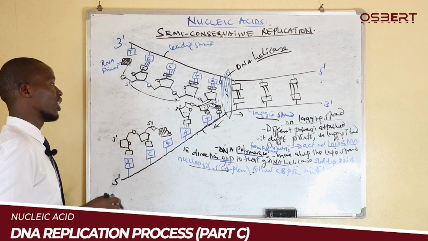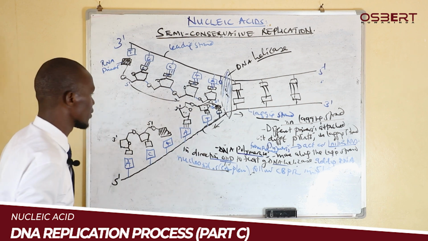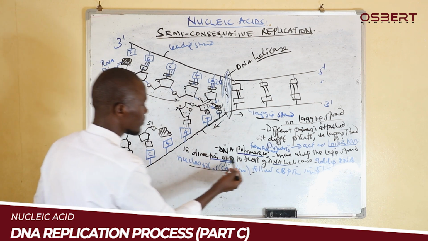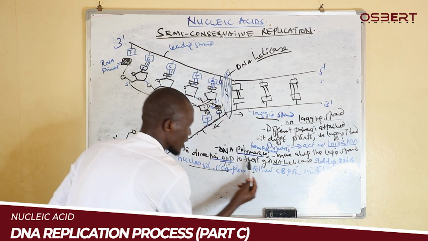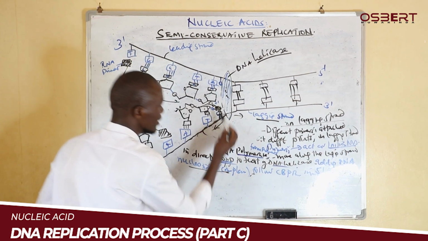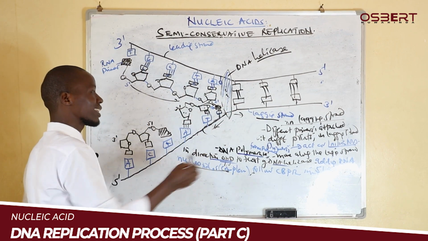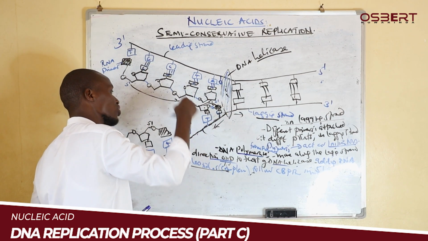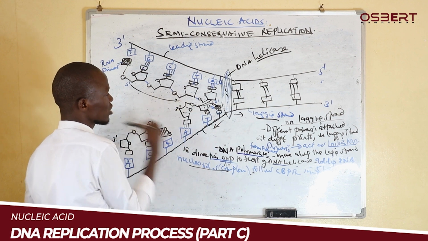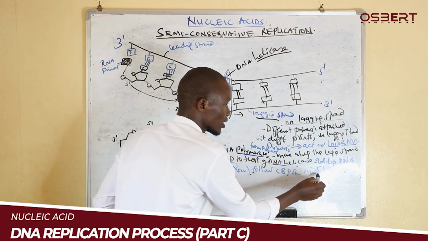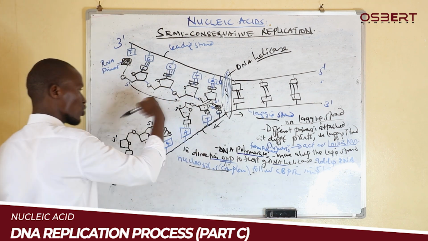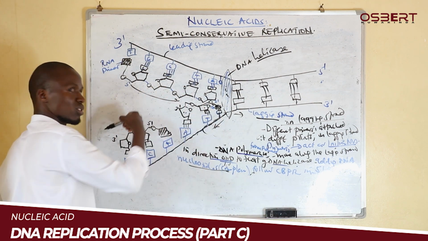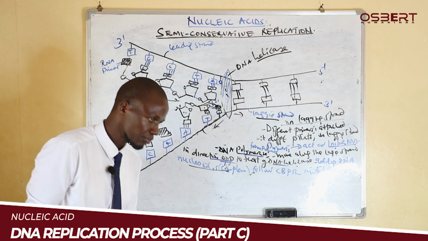Now we are saying DNA polymerase moves along the lagging strand in a direction which is opposite to that of DNA helicase. Doing what? It goes on adding nucleotides, but now since it's moving in the opposite direction, we can say it is adding the nucleotides in a 5' to 3' direction, the opposite direction to which it is moving, which is like this.